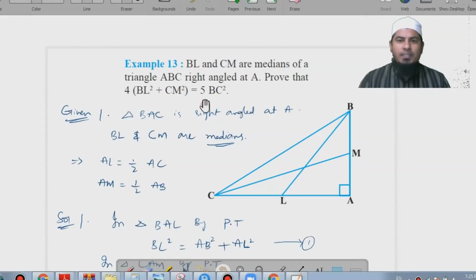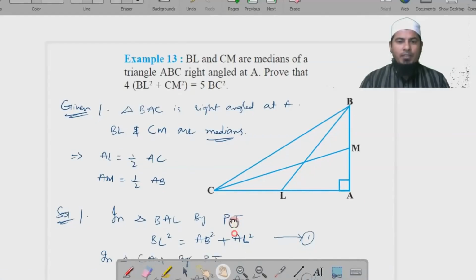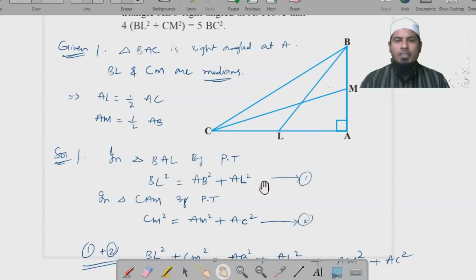As discussed, I have to make this statement's LHS with the help of Pythagoras theorem. BL square, BL is here. If I apply Pythagoras theorem in this triangle BAL, I'll get BL square is equal to BA square plus AL square. I got this as equation number 1. Similarly, I need CM square. CM is the hypotenuse of this triangle, so I'll apply Pythagoras theorem in this triangle. CM square is equal to AM square plus AC square.